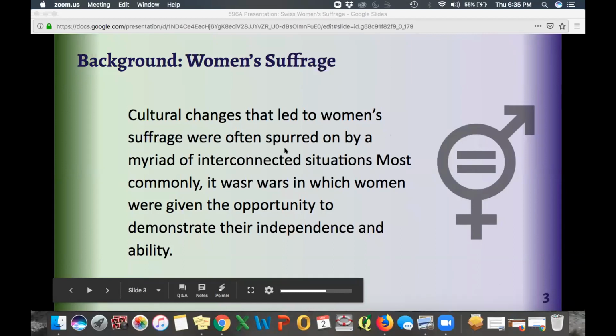Okay, that's better. Do you see background women's suffrage? Yep. Okay, perfect. Okay, continue. Okay, thank you.